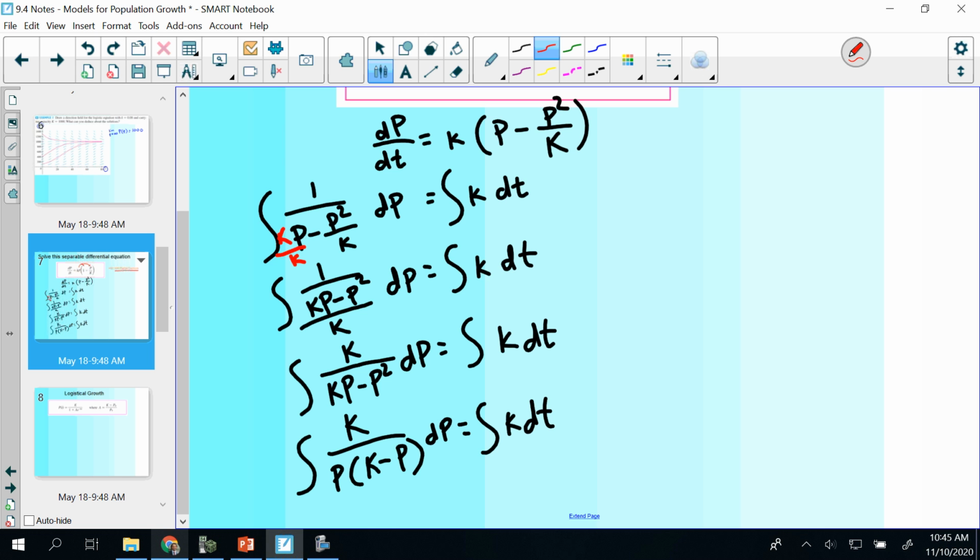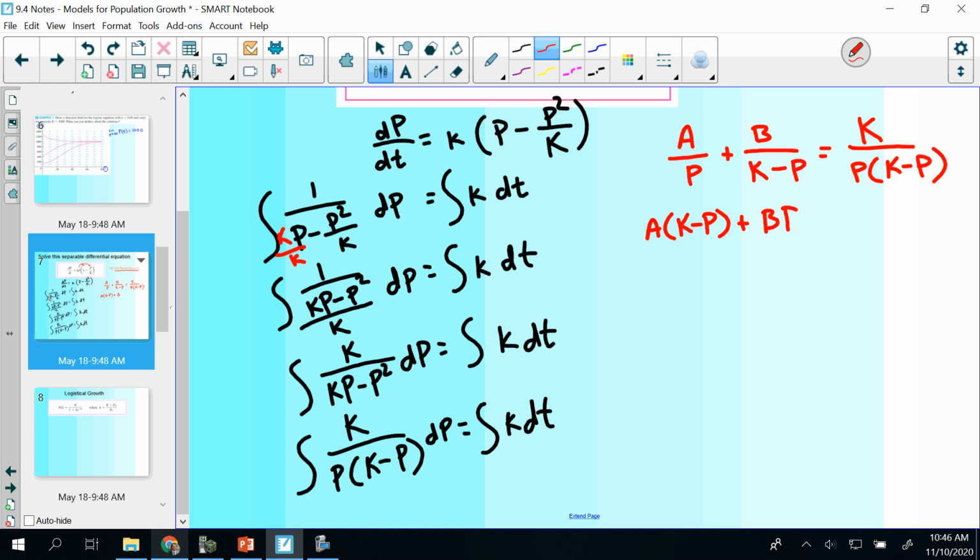So we have some variable like A over P as one of our parts of our common denominator. Let's use B over capital K minus P, and that should equal our original one there, which is capital K over P times (K minus P). All right, so by multiplying by our opposite ones here, we would end up with A times (K minus P) plus B times P should equal capital K then.